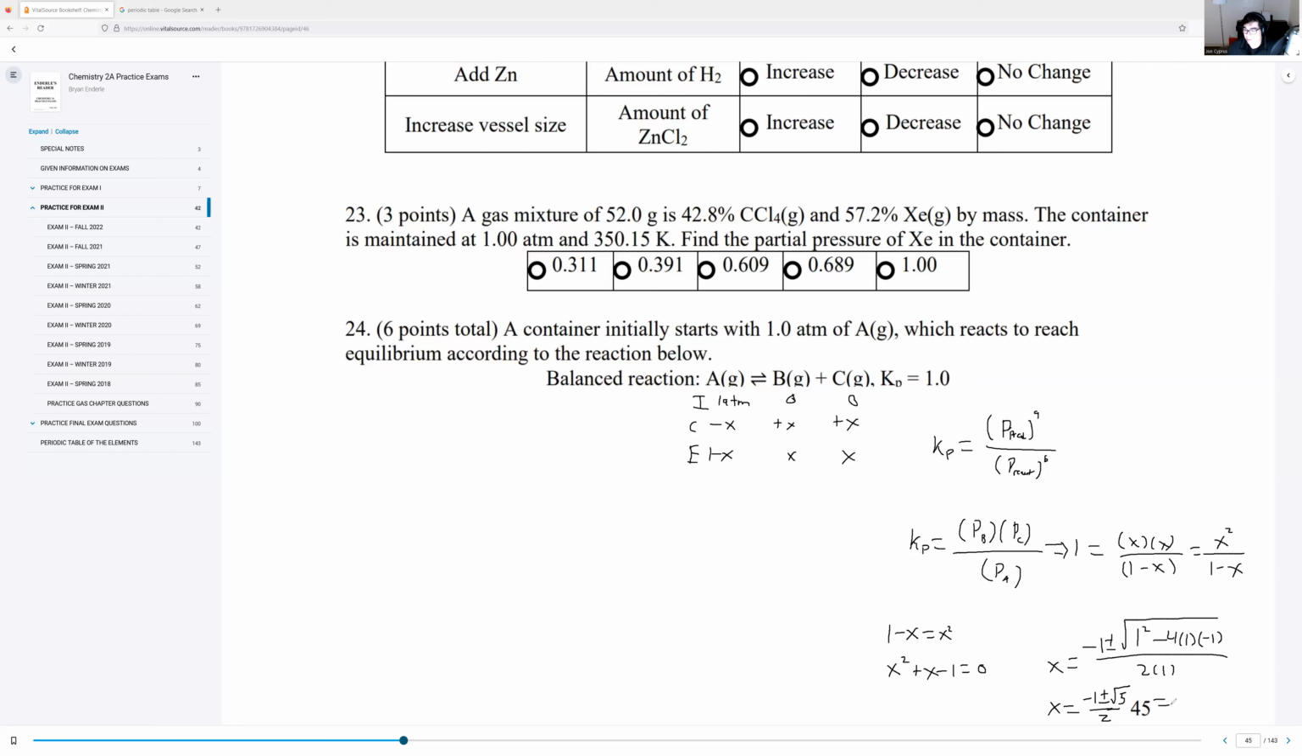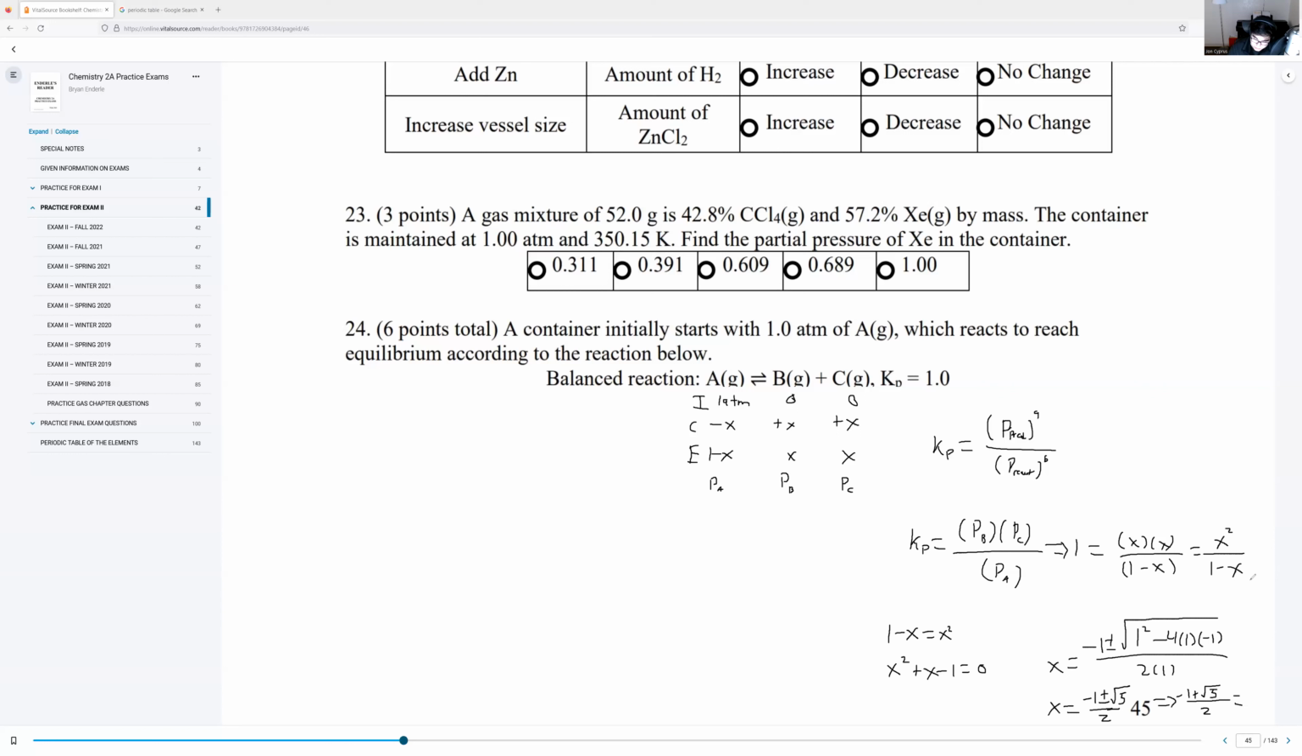You can't subtract the rad 5, or else you end up getting a negative number, a negative partial pressure. Because x is related to the partial pressures of B and C. I should have actually denoted this earlier, but that's the partial pressure of B. That is the partial pressure of C, and that's the partial pressure of A at equilibrium.